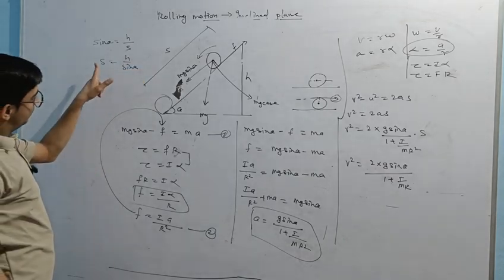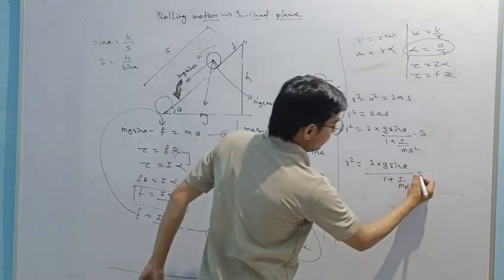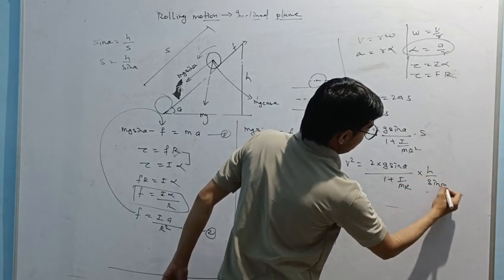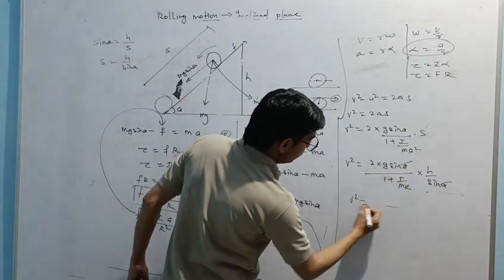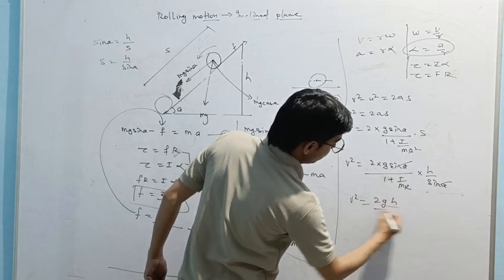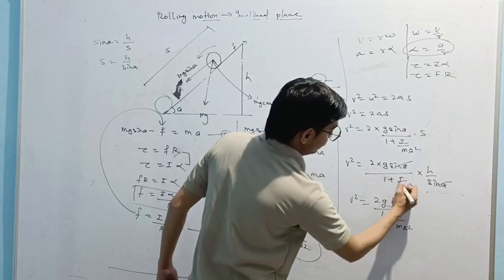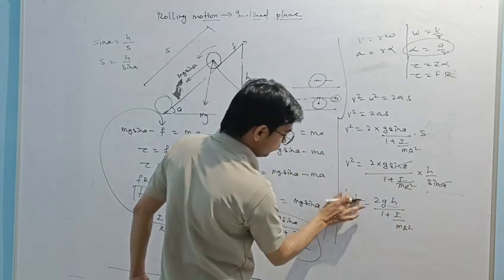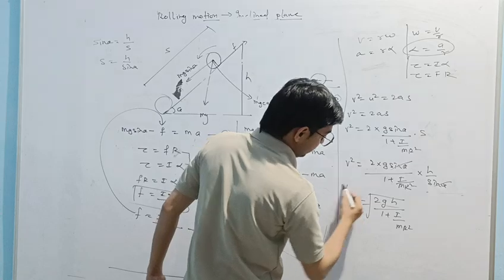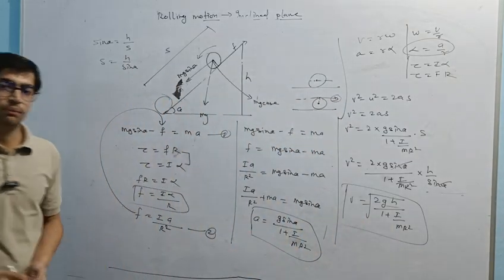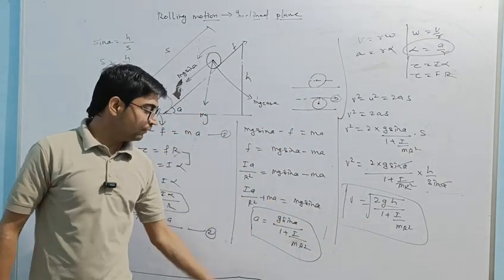Put this one here. We can say h upon sin theta. This one cancels out. V square is equal to 2g h upon 1 plus I upon mr square. Is it clear? Take the root. This is the value of velocity. Very important for velocity and for acceleration.